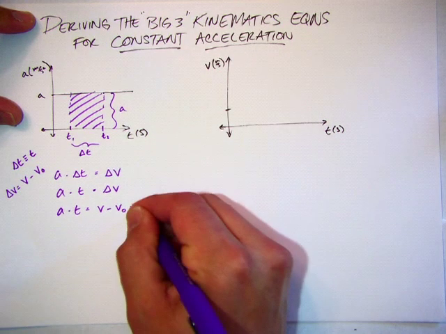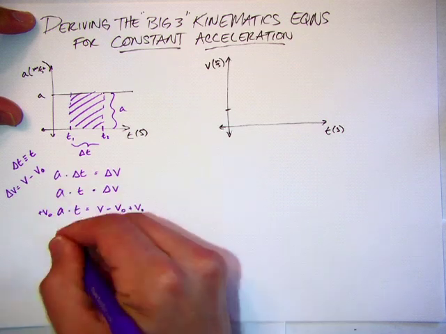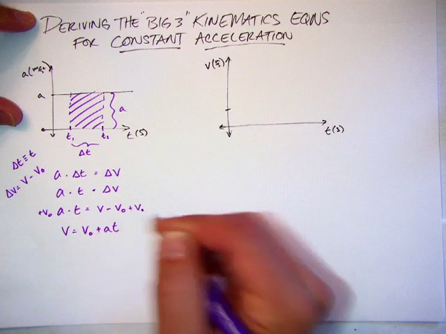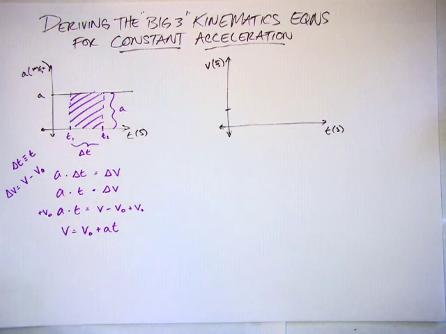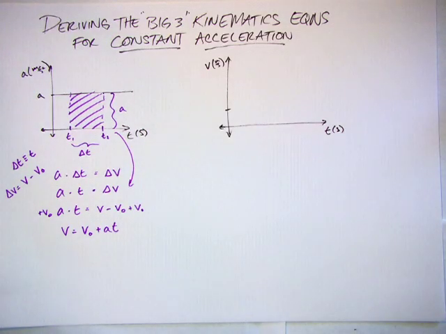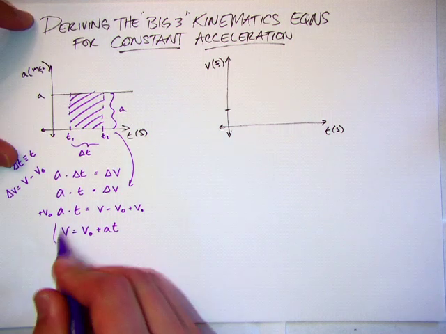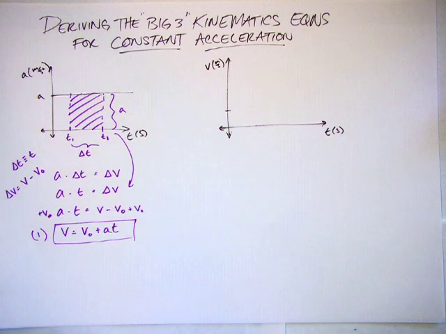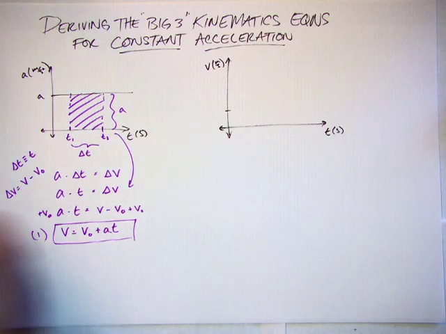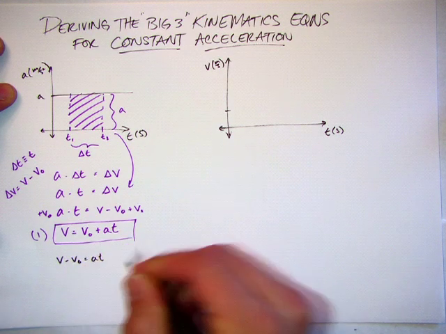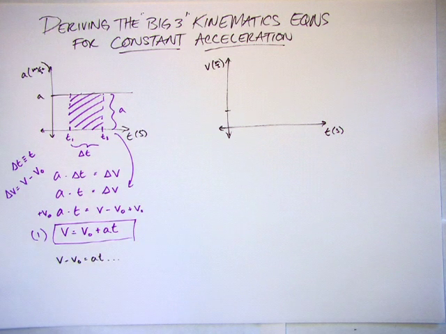So if we add v naught to both sides, we get my final velocity is equal to my initial velocity plus my acceleration times the amount of time that goes by. And that is based off of this idea that the constant acceleration area is a times t, and that's my delta v, which is v minus v naught. Talking too fast. So this is our first kinematics equation. Okay, another thing I'm going to write off to the side, which we're going to use later, v minus v naught is equal to a t. So we're going to keep that in mind for the second scenario.